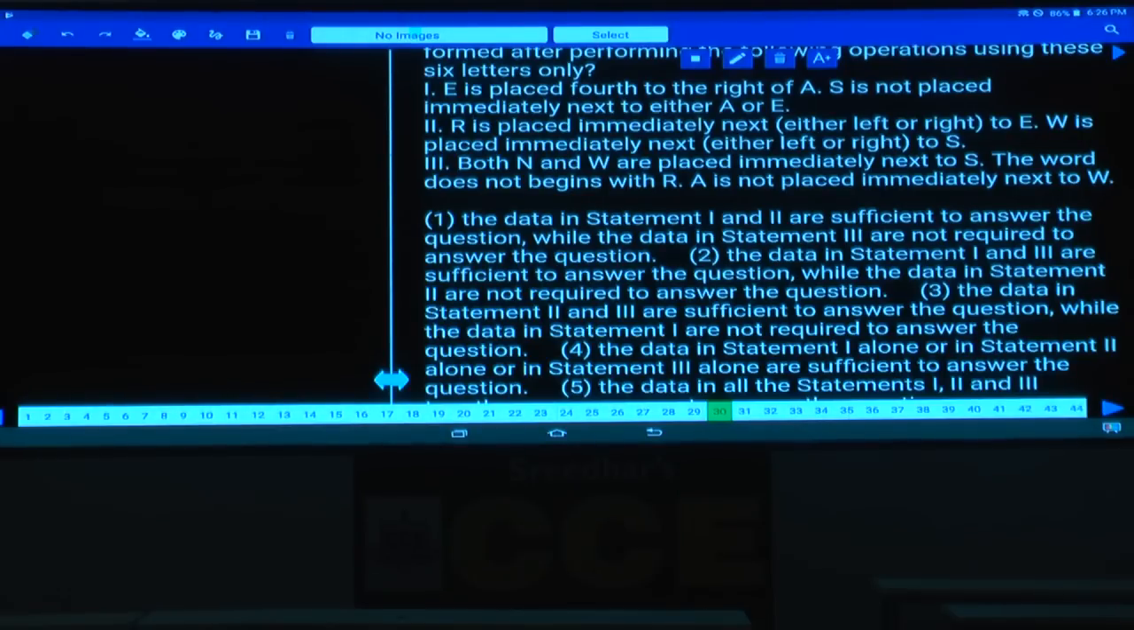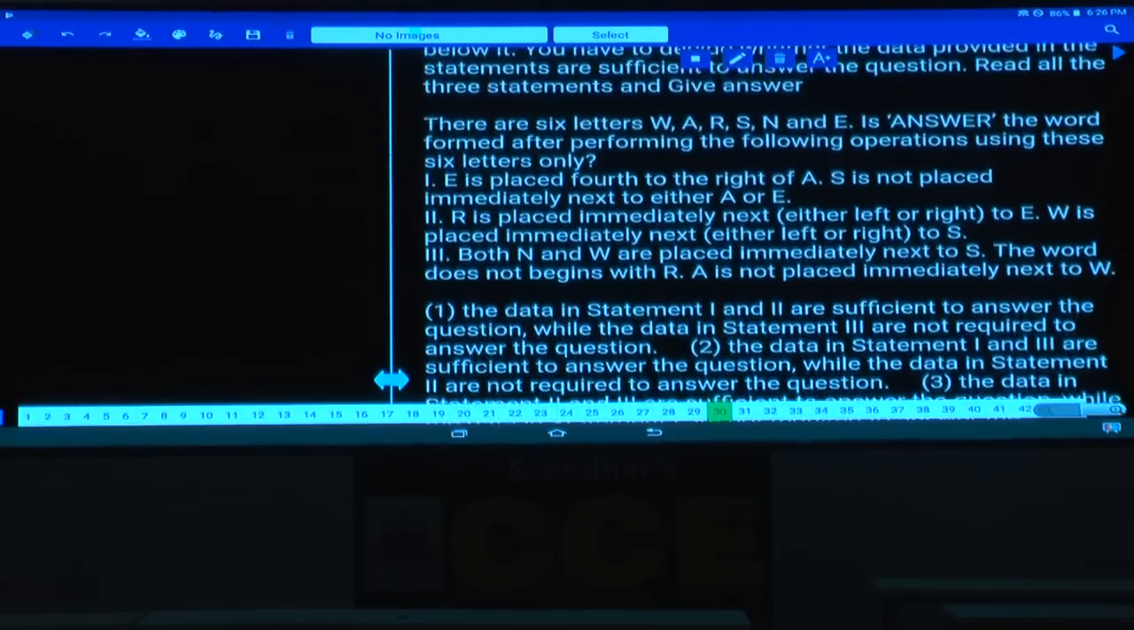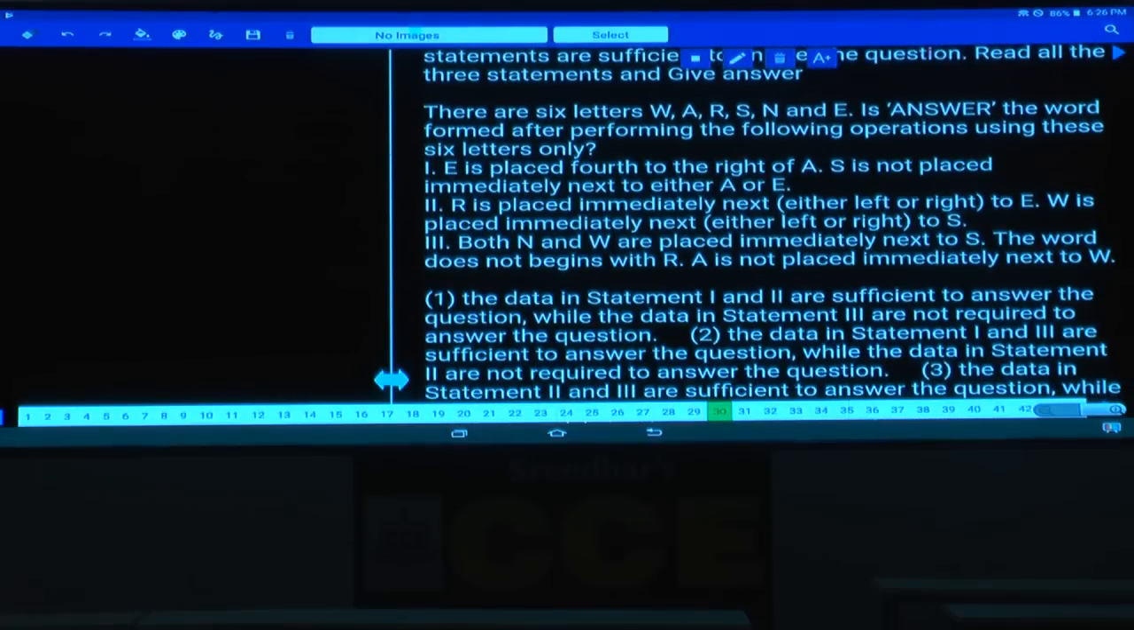Now first we should check out for what? 1 alone, 2 alone, or 3 alone. Then what is the question here? There are 6 letters W, R, S, E, N and A. Is the word answer the word that can be formed after performing the following operations using these 6 letters once? Now E is placed 4th to the right of A.